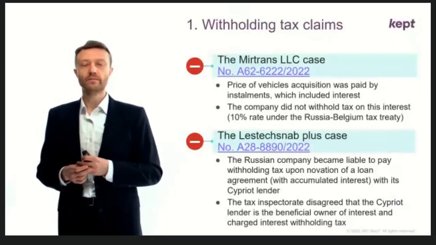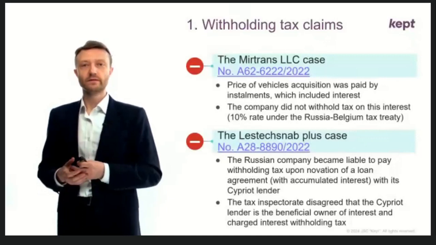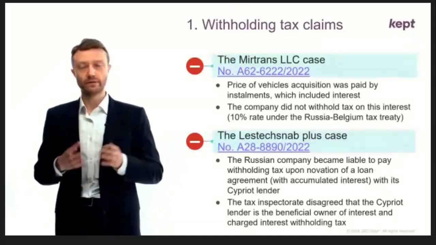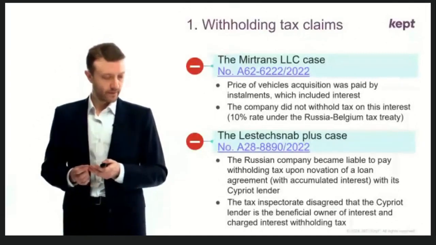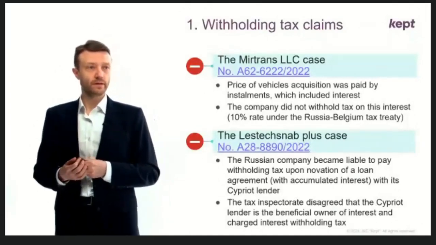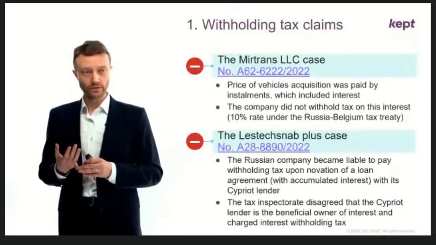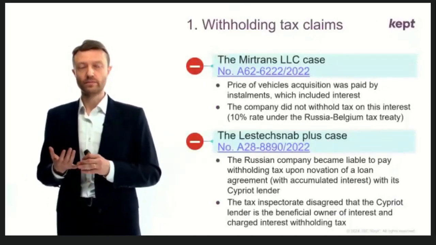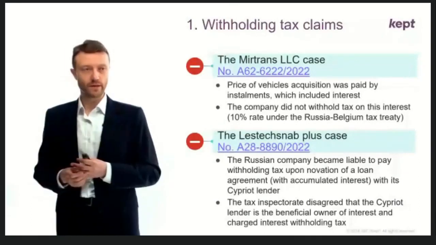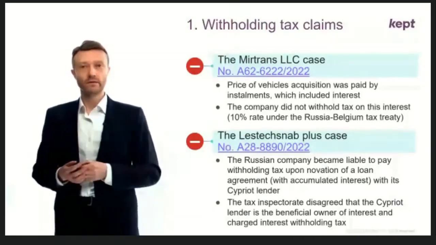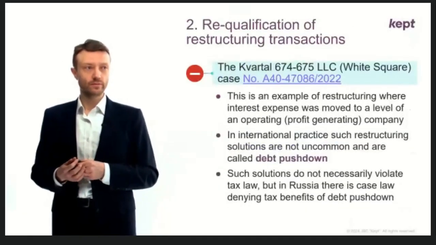And not only that, but also the fact that the Cypriot lender was not the beneficial owner of the interest was the reason for the withholding tax charge. And again, this case demonstrates that, first of all, not even cash transactions or offset, but changes to the obligation can trigger withholding tax implications. And yeah, again, attention should be paid to beneficial ownership confirmation.